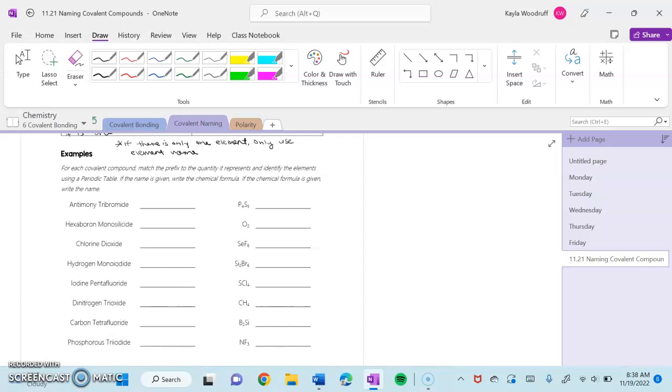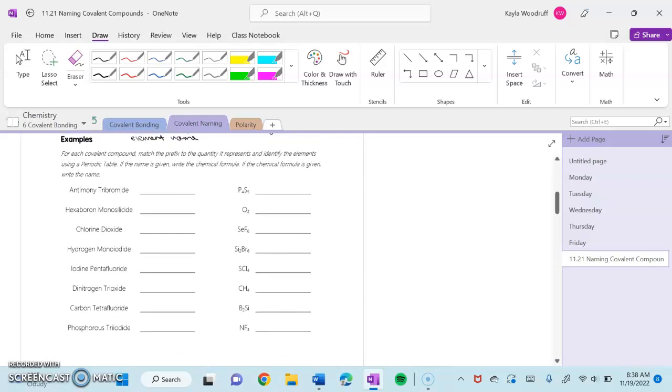None of that applies for covalent because it's a whole different type of bonding. This one you're just going to find quantity, prefix, element name. For each covalent compound, match the prefix to the quantity it represents and identify the elements using the periodic table. If the name is given, write the chemical formula. If the chemical formula is given, write the name.